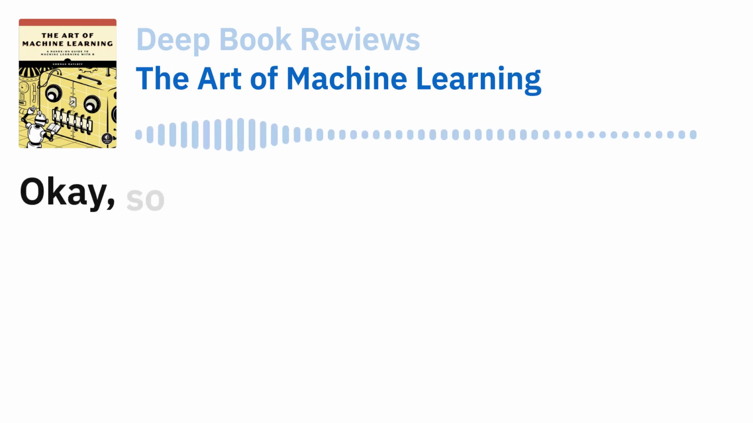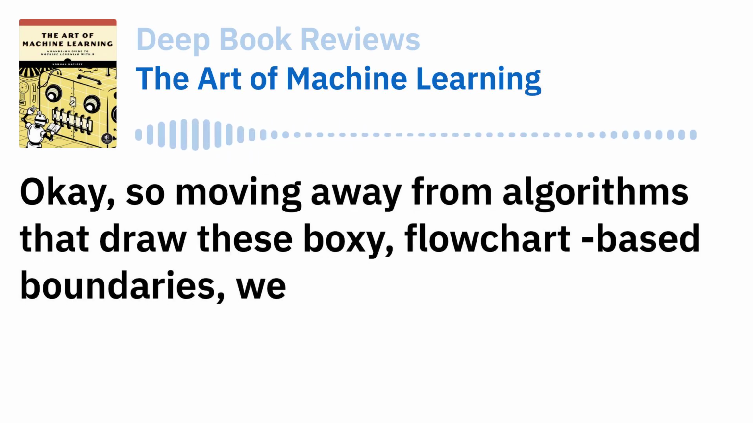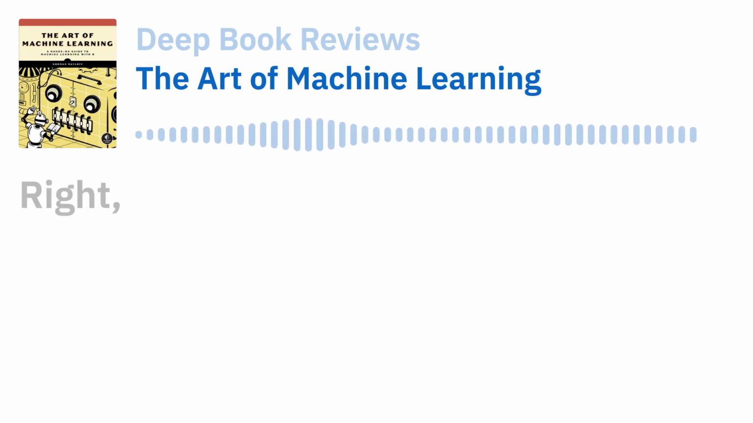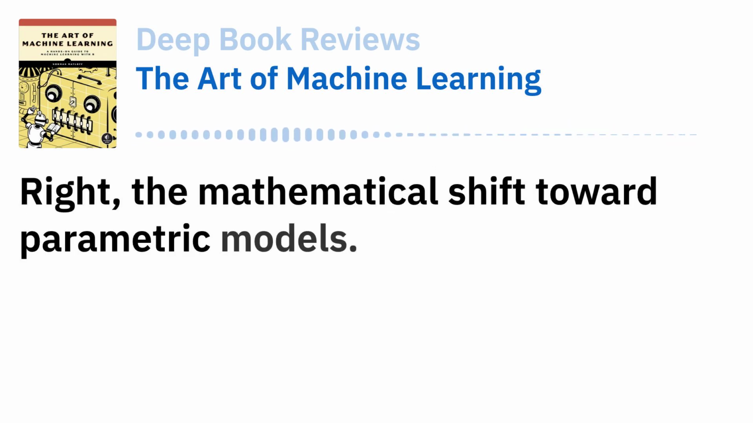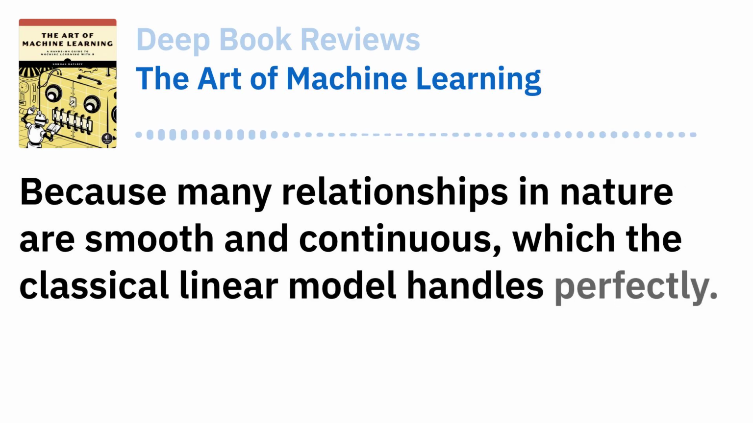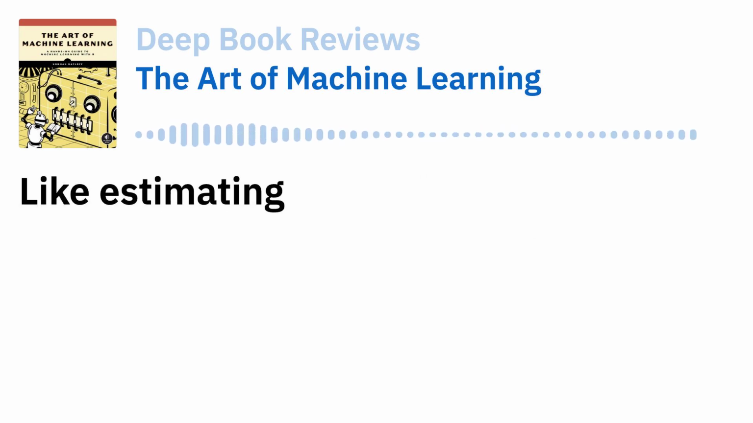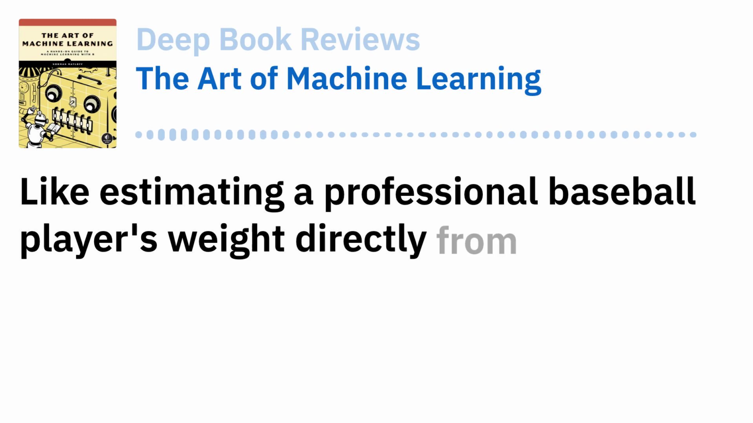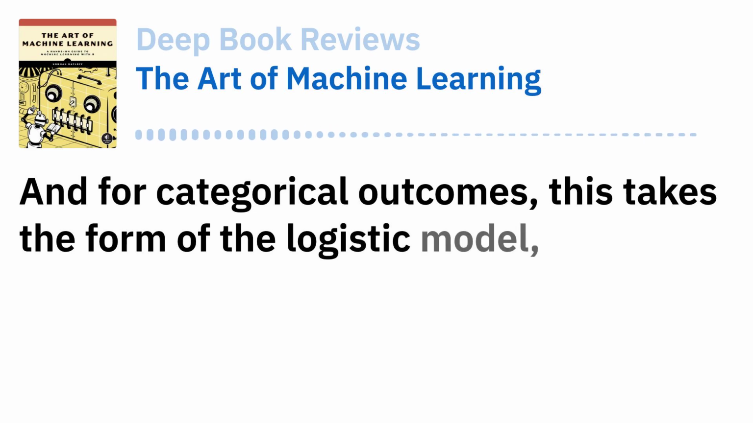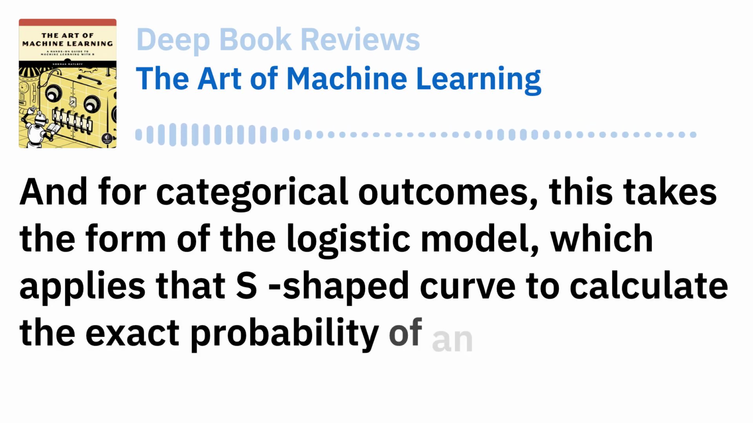Got it. Okay, so moving away from algorithms that draw these boxy flowchart-based boundaries, we transition to algorithms defined by continuous mathematical lines and equations. Right, the mathematical shift toward parametric models. Because many relationships in nature are smooth and continuous, which the classical linear model handles perfectly. It estimates outcomes by just drawing a straight line through the data. Like estimating a professional baseball player's weight directly from their height. Exactly. And for categorical outcomes, this takes the form of the logistic model, which applies that S-shaped curve to calculate the exact probability of an event occurring.